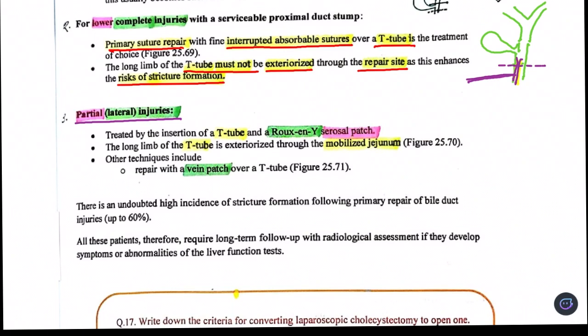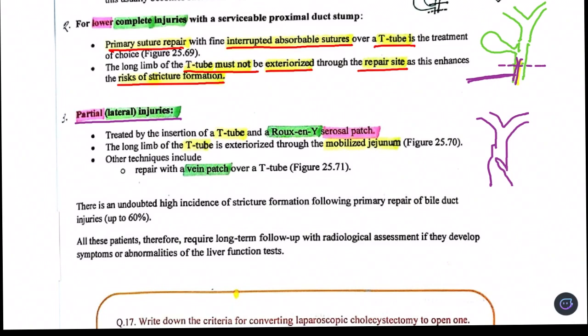In partial lateral injury, the long limb of the T tube is exteriorized through the mobilized jejunum. If there are partial or lateral injuries, then what we should do is insert a T tube and Roux-en-Y serosal patch, and the long limb of the T tube is exteriorized through the mobilized jejunum.